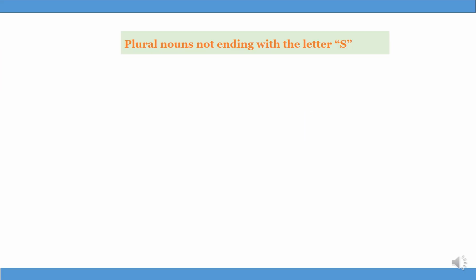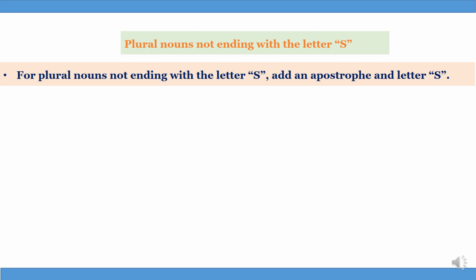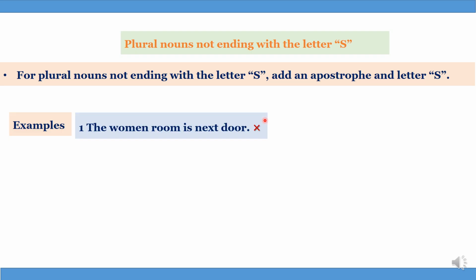Next, plural nouns not ending with letter S. For plural nouns not ending with letter S, we need to add an apostrophe and letter S. Examples. The first example is the woman room is next door.